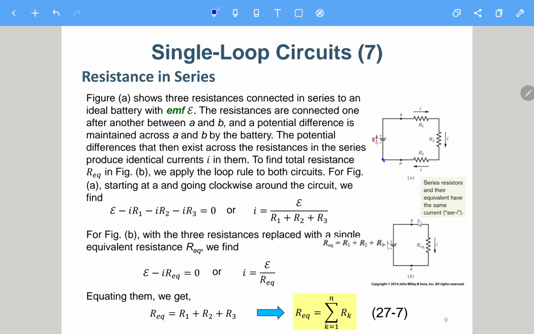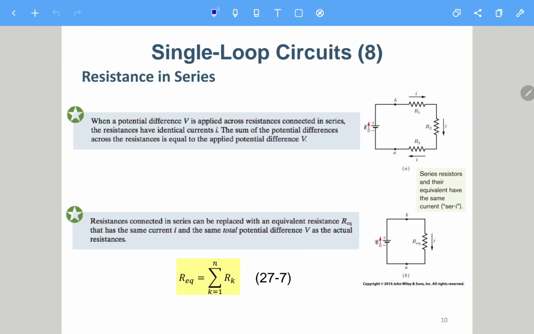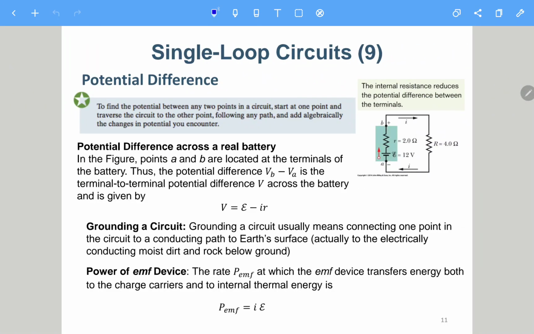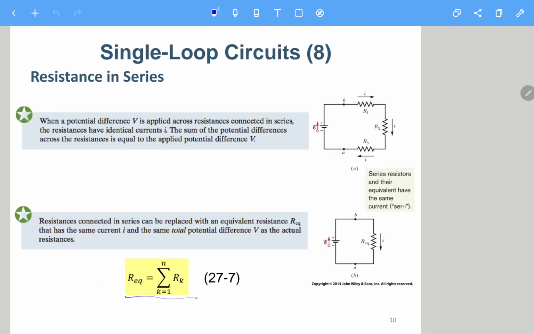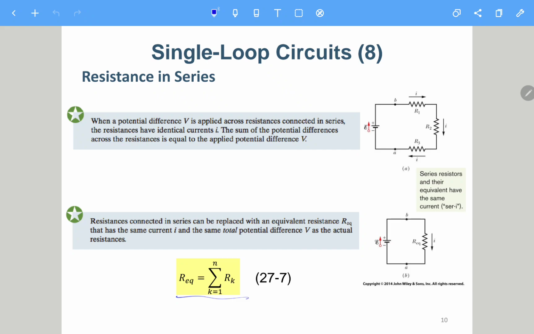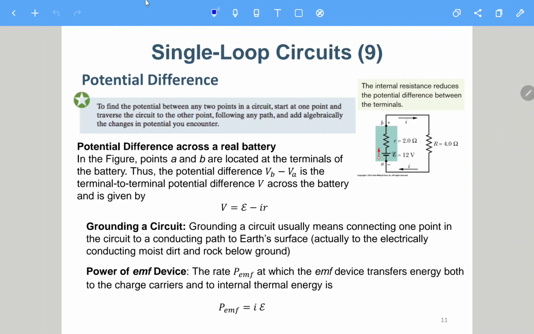Comparing with this one, REQ is the equivalent resistance. If both are the same thing, we have I equals E over REQ. So REQ should be the same as R1 plus R2 plus R3. So this is the series resistance. We just add them together. And then the next case is the parallel resistance, but we don't talk about it immediately, so it doesn't really matter.